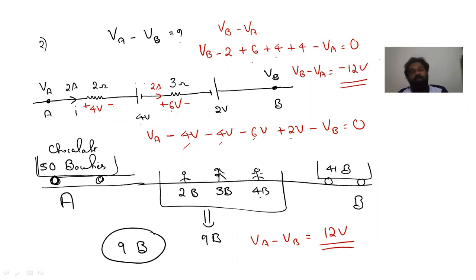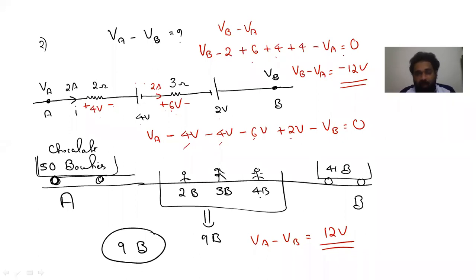So since B is at a lower potential than A, we got minus 12 volt. That is the difference. VA minus VB is 12 volt. VB minus VA is minus 12 volt. So either way we can take. Okay, so this is one method.